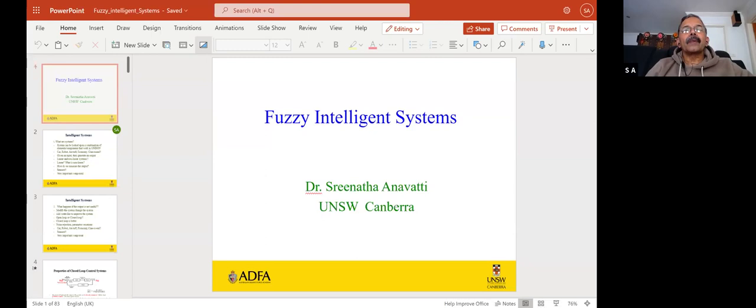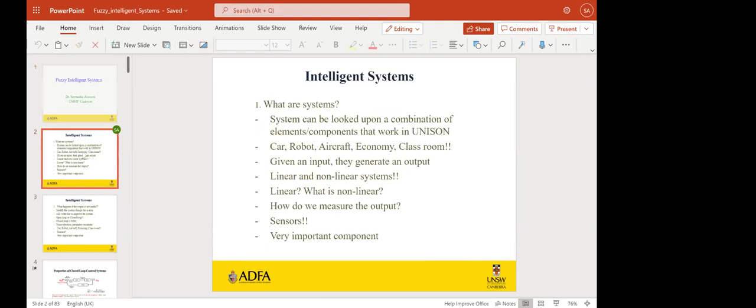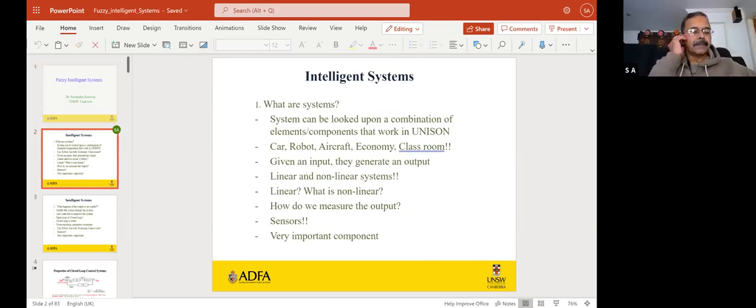So we have got three words here: fuzzy, intelligent, and systems. Normally we start from the left whenever we write something, but let us try to come from the right side this time. So let us look at what are systems. Then let us look at what are intelligent systems. Then let us see what are fuzzy intelligent systems. So let us start with systems.